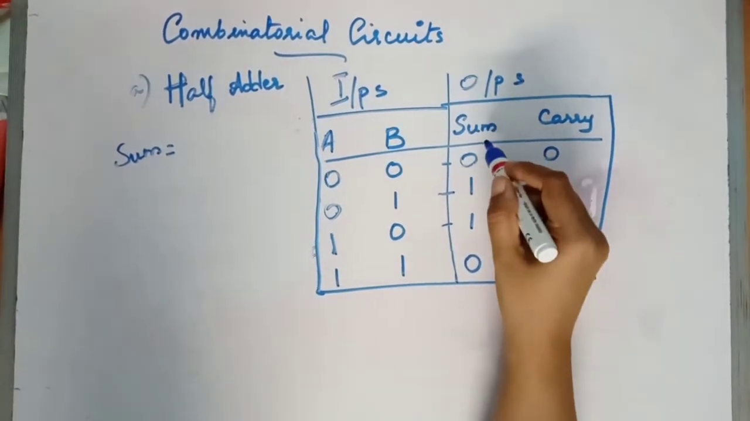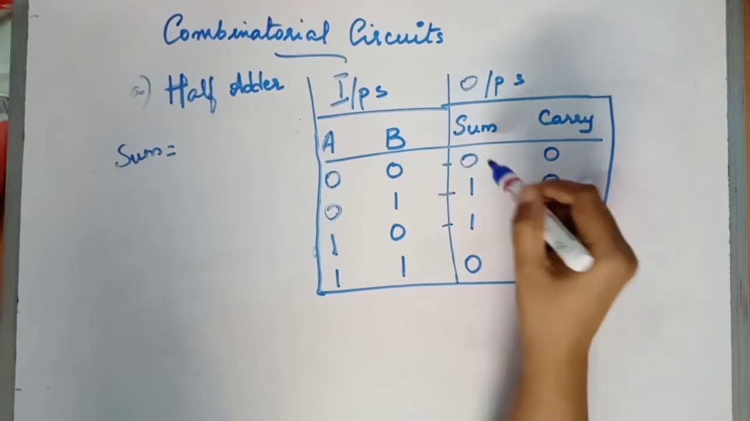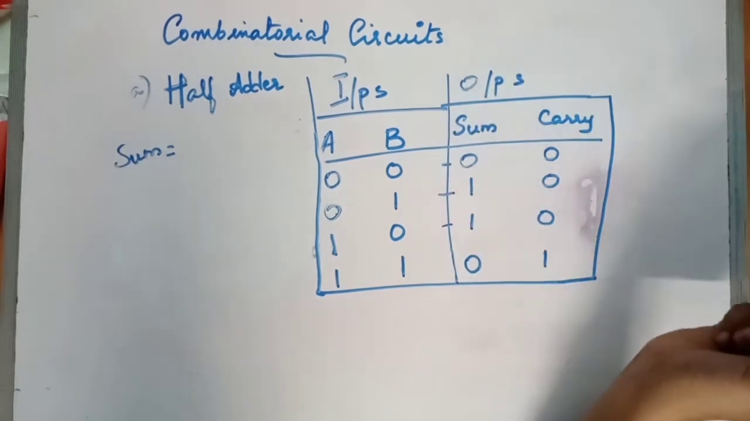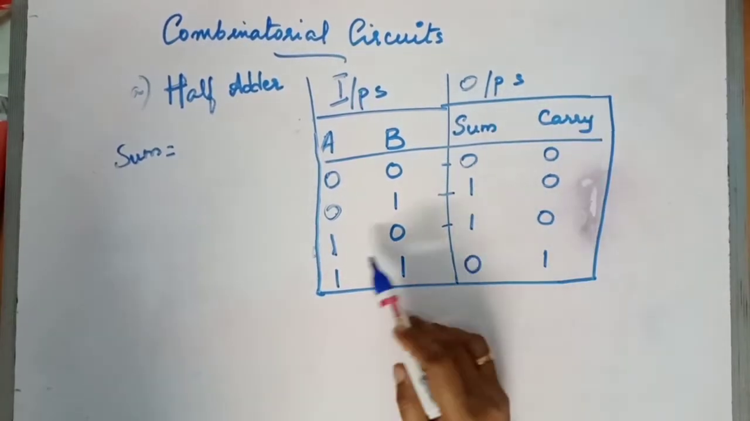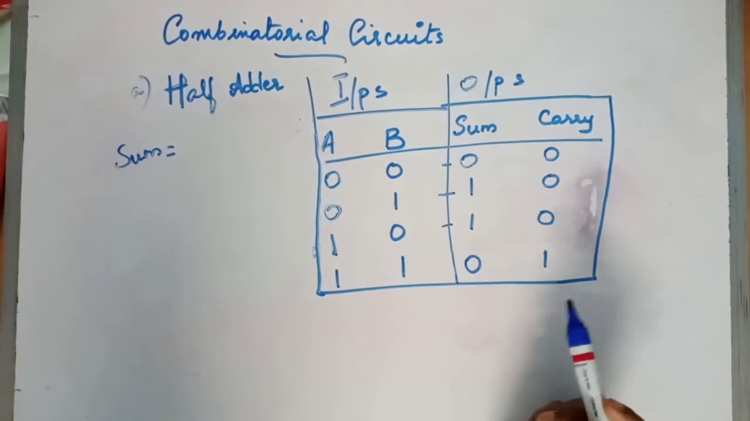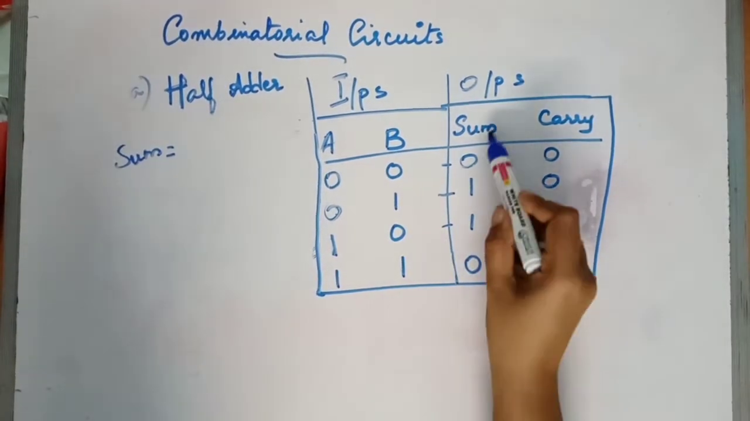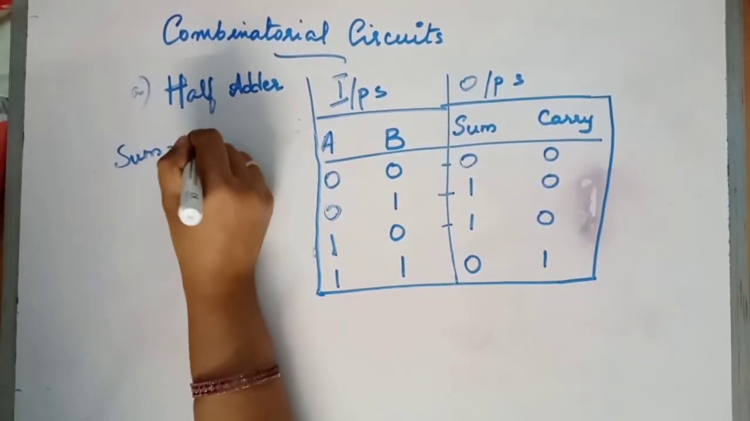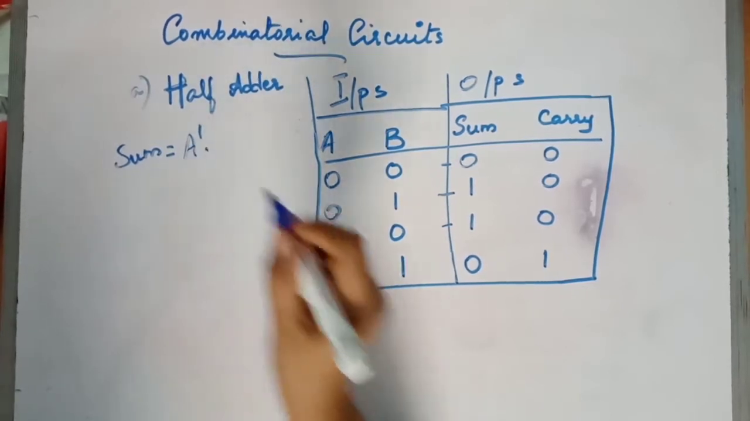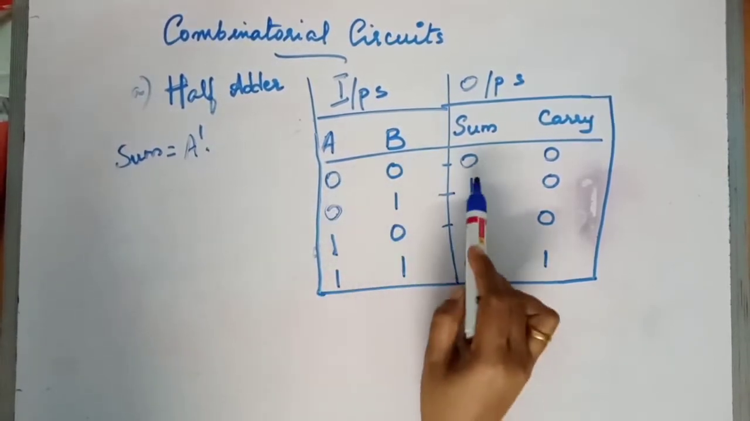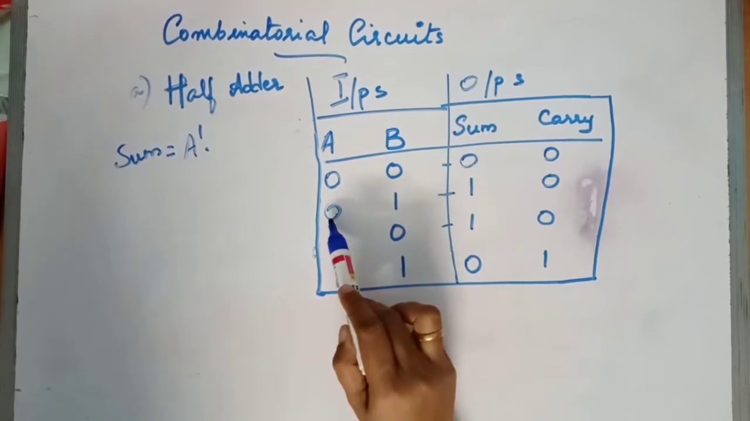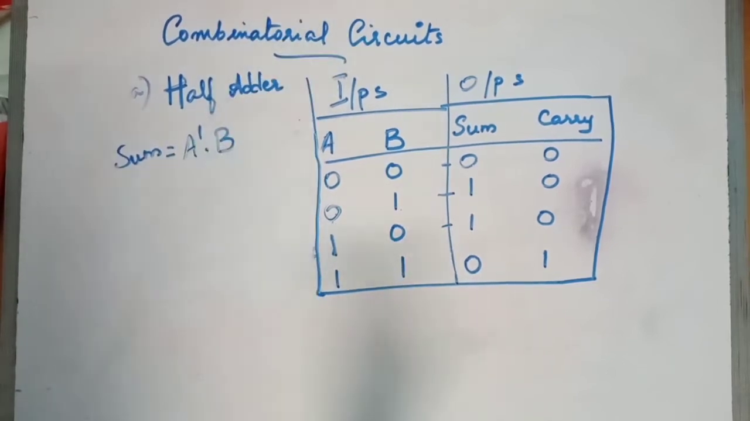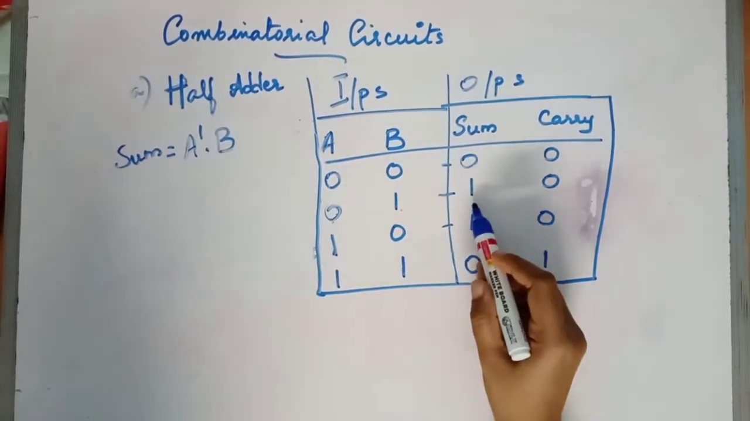In this case, sum is equal to 1 when A is 0 and B is 1, or when A is 1 and B is 0. Right? Just think about the logic. Just because A is 0, the sum is not 1. Only if A is 0 and B is 1, then sum is 1.